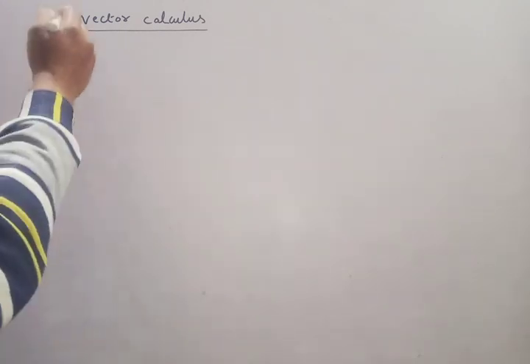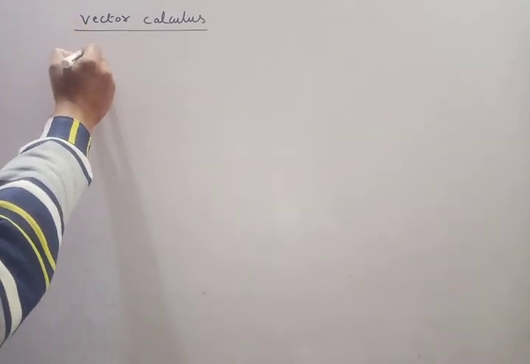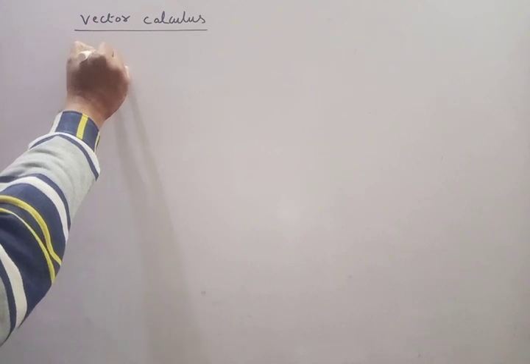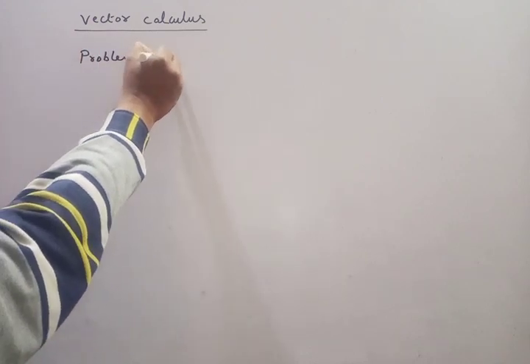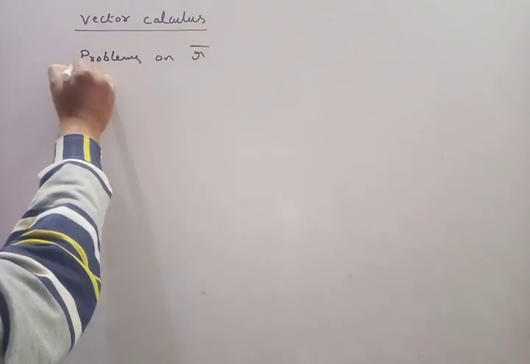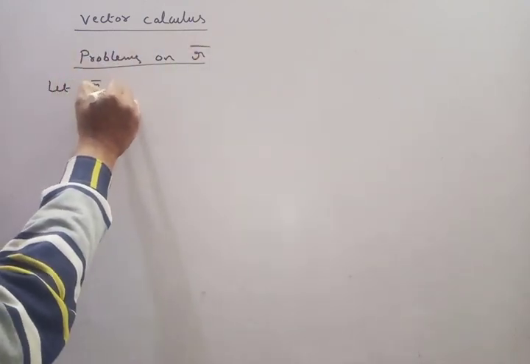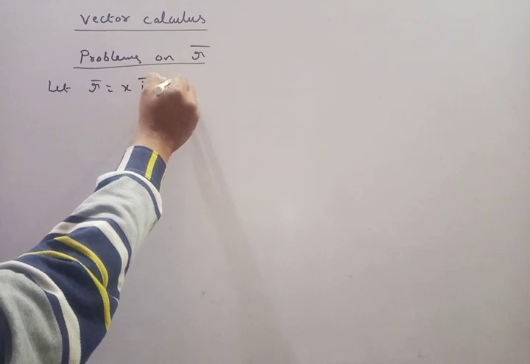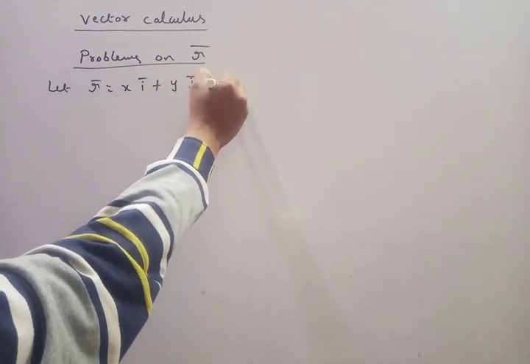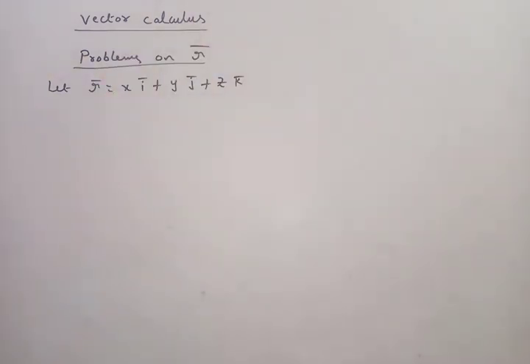So, in this class, we'll solve vector calculus problems. Okay, so in vector calculus, we get a few problems on R bar. Problems on R bar we discuss. So what is R bar here? Let R bar be equal to x i bar plus y j bar plus z k bar. What is R bar here? R bar is x i bar plus y j bar plus z k bar.